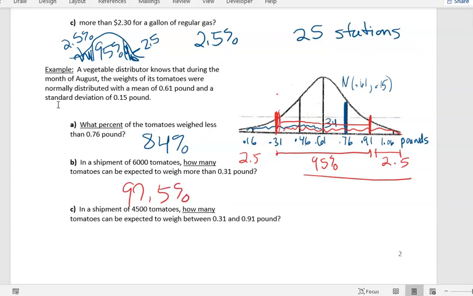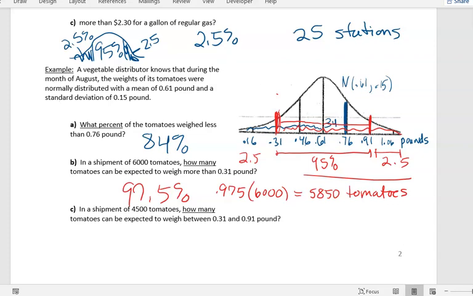All right, and then it says the shipment is 6,000. So in order to figure out that total, I'm going to take 0.975 times 6,000, and I end up with 5,850 tomatoes.